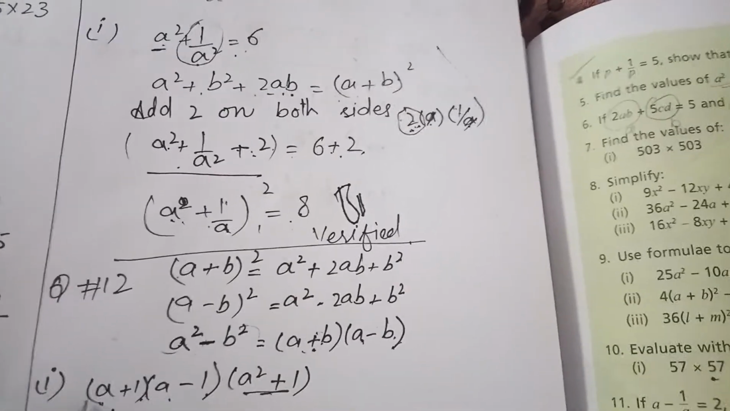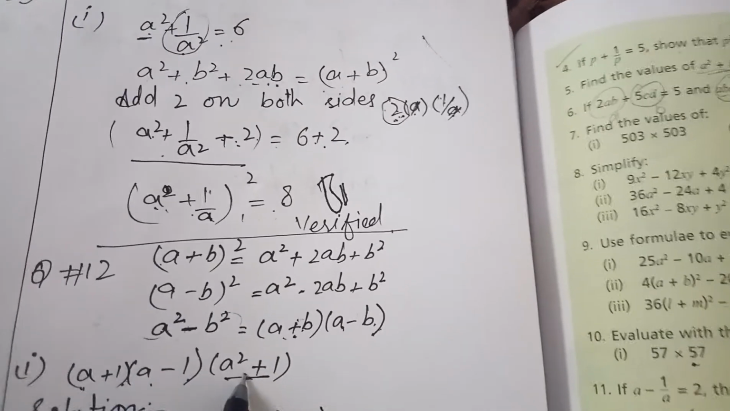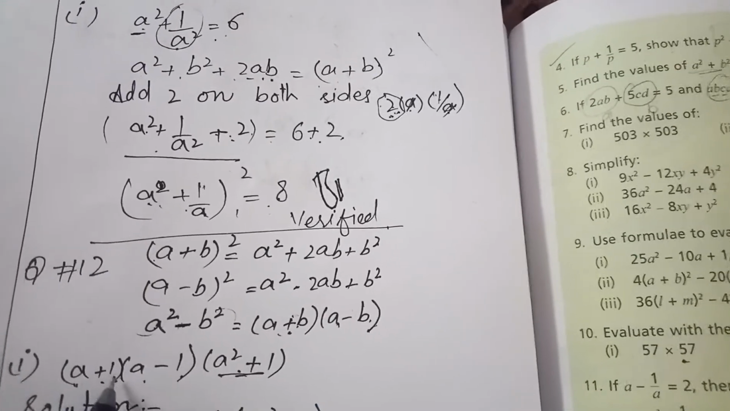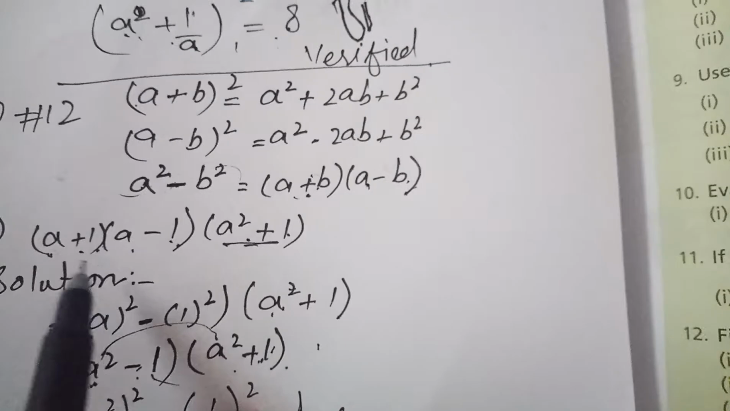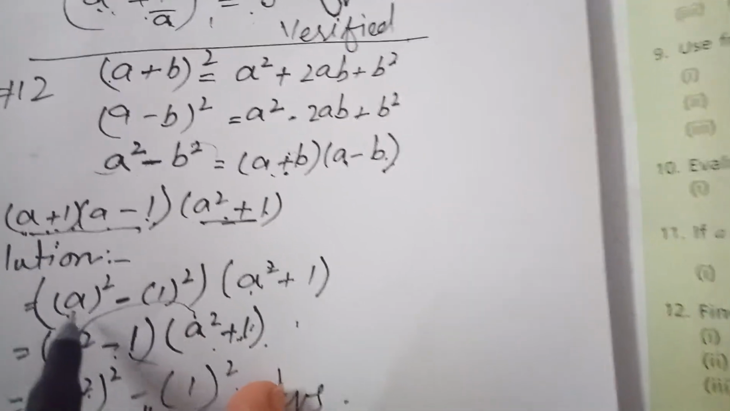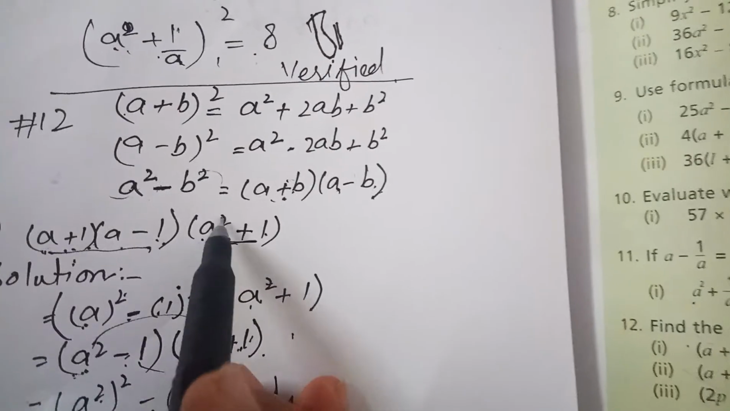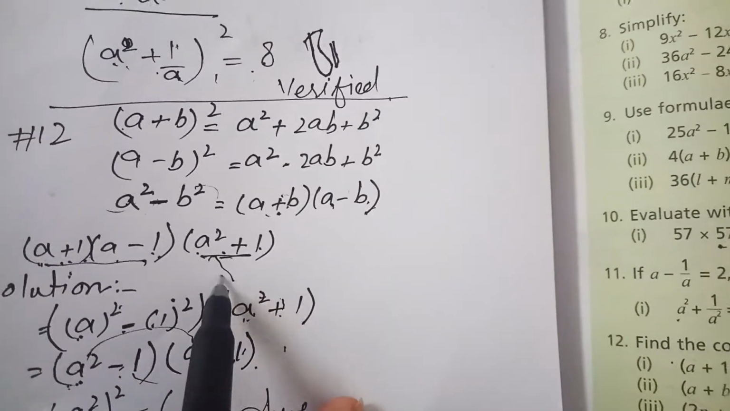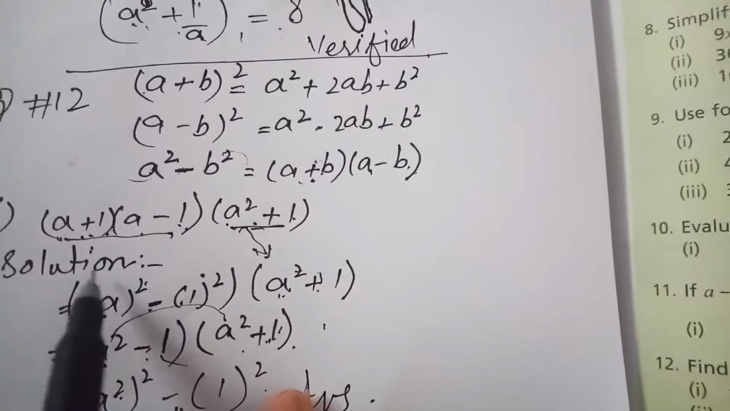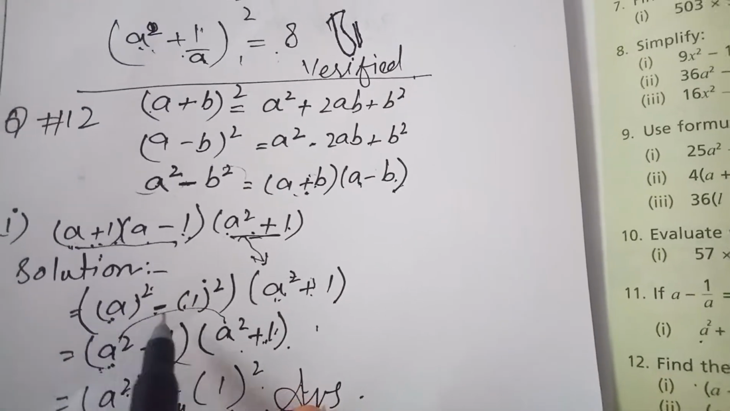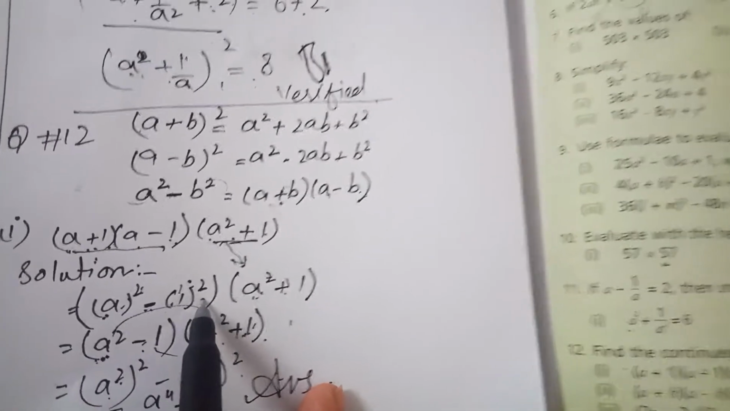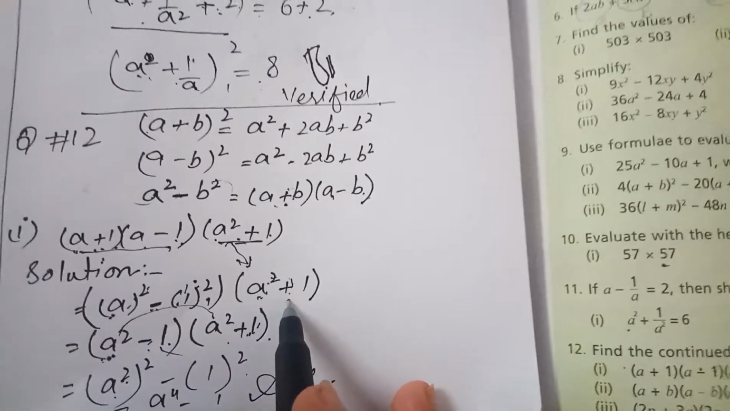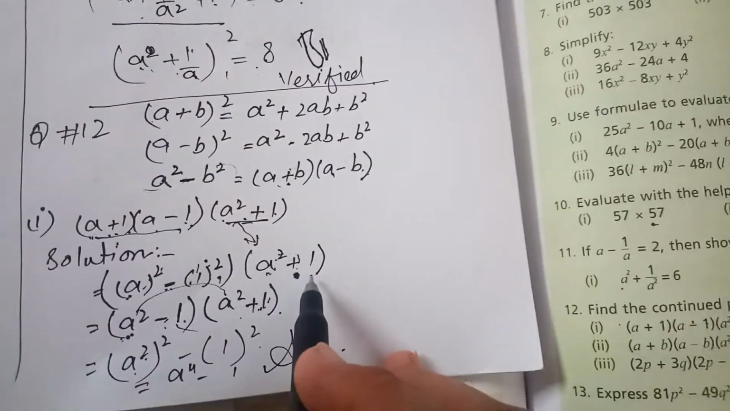Look, this is the part 1 for question number 12. You have to find its continued product. Here (a plus 1) and (a minus 1) is like a plus b and a minus b, and a square plus 1 is a square plus b square. See, this is a plus b and a minus b. We can write it as a square minus b square, and a square plus 1. This will become same to the down step, but (a plus 1)(a minus 1) will be written as a square minus 1 square. A square comes as it is, and any power of 1 will remain as 1, and a square plus 1 will be as it is.